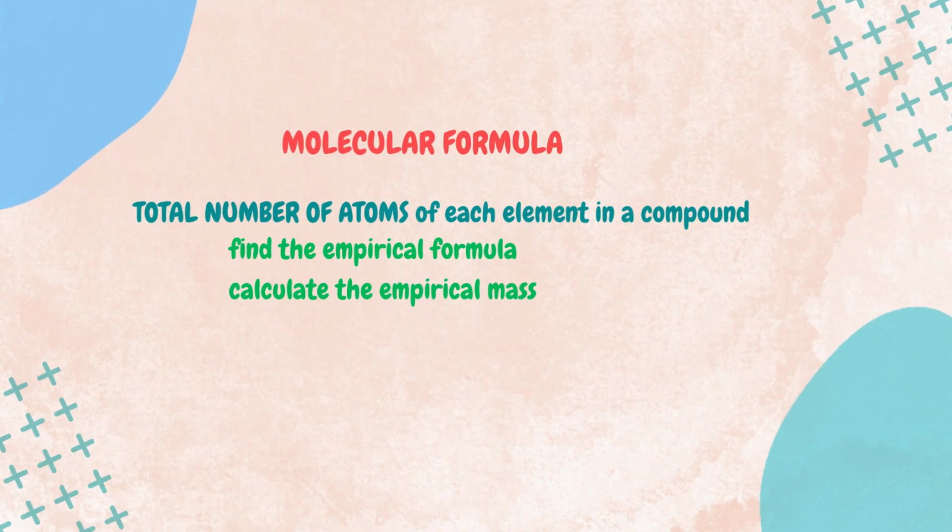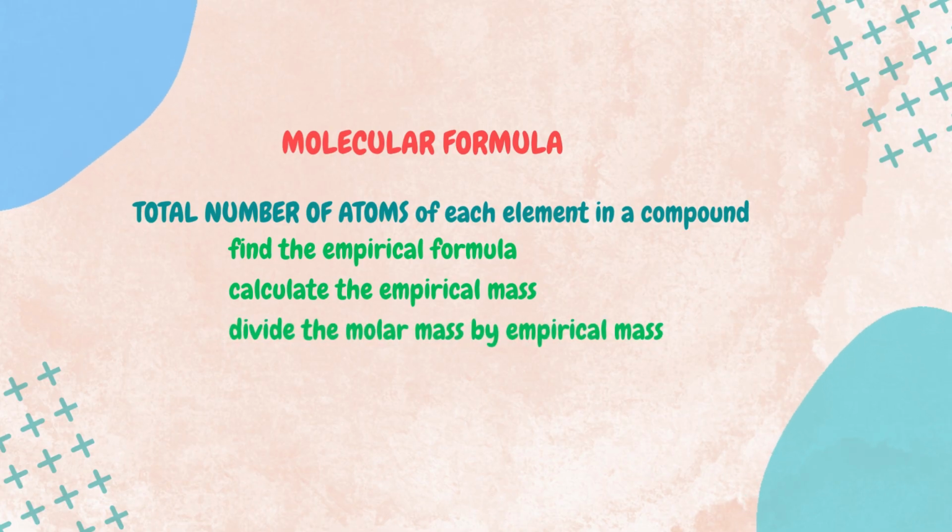After calculating the empirical mass, we move on to the third step, where we divide the molar mass of the substance by the empirical mass. This calculation gives us a value, represented by the figure N. This value serves as the multiplier necessary to obtain the molecular formula from the empirical formula.